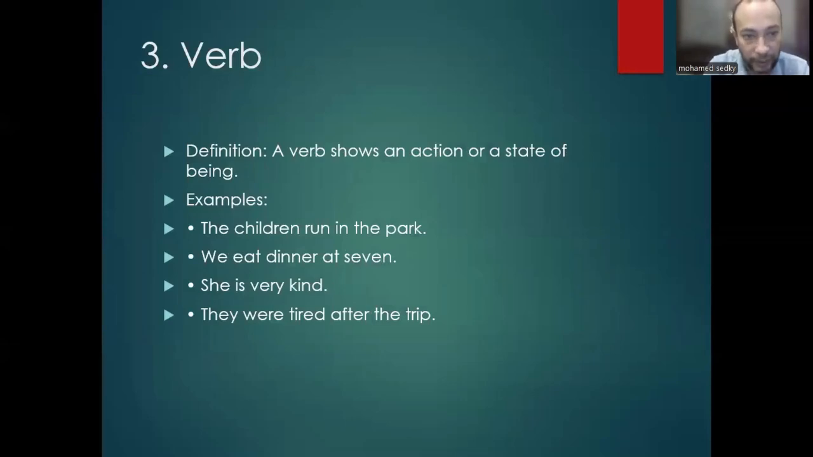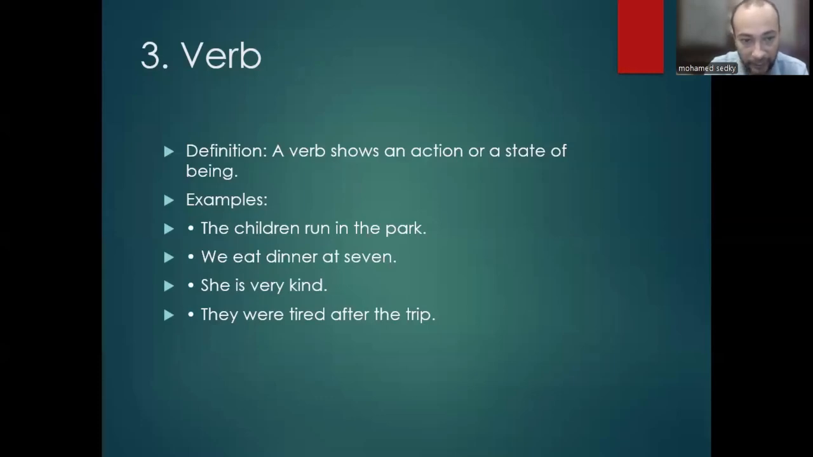Moving to the third part of speech, which is the verb. Now, a verb shows an action that's taking place or a state of being. If we're referring to a verb that's referring to an action, if we look at the first example, the children run in the park, the verb is, yes, run. Now, run here refers to an action that's taking place. So that's what we mean by an action verb.